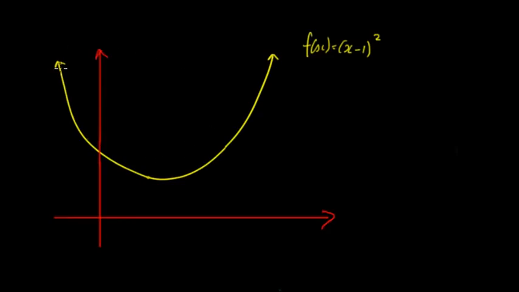So to begin, we'll look at this graph here. We have f(x) equals (x minus 1) squared. So what is differentiation? Well, it's trying to find the gradient. So always keep that in mind: we're looking at the gradient.